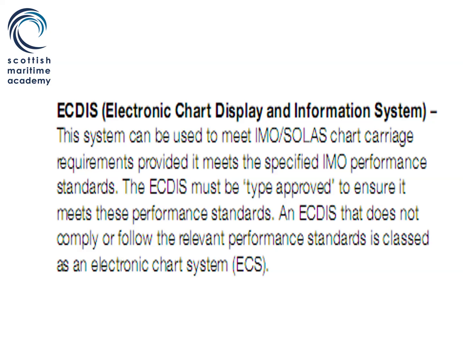According to SOLAS V, only charts issued by government-authorized hydrographic offices are official and can fulfill carriage requirements, provided they are kept up to date.